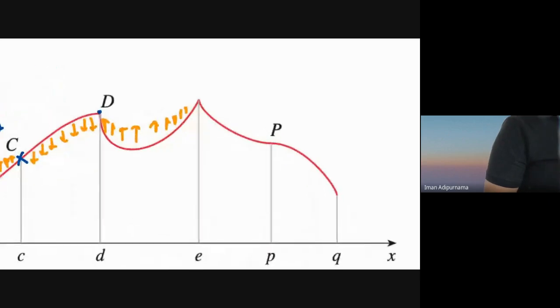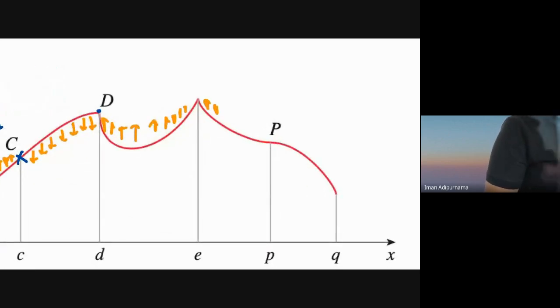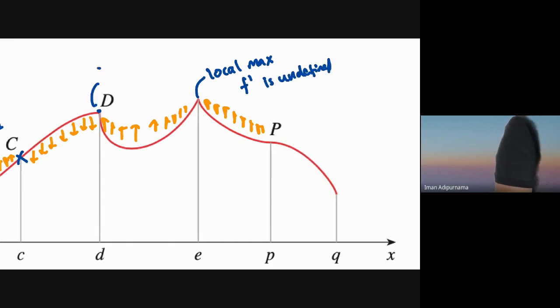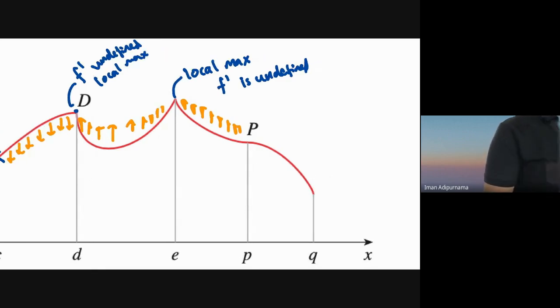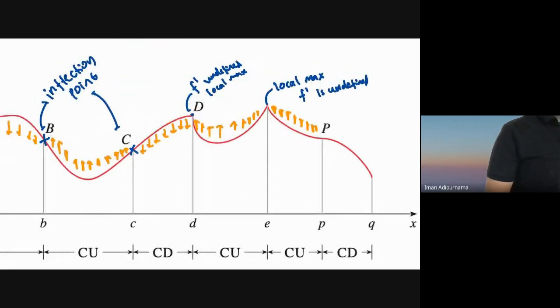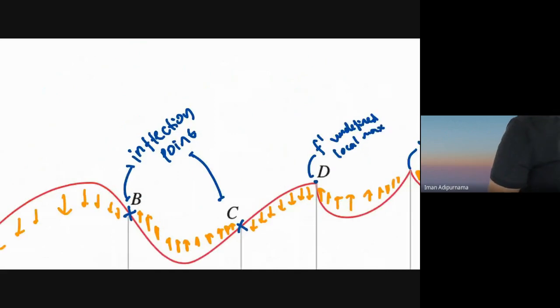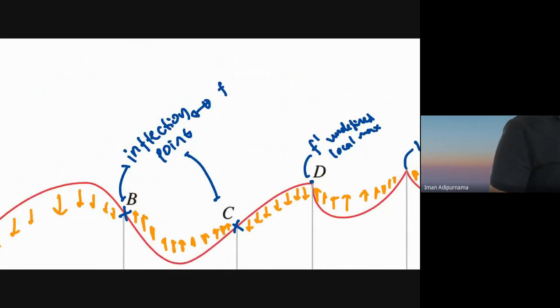But sometimes it can also be like this one. It's upwards and it's still upwards. We consider this to be like a local max, right? The f prime is undefined. This also, f prime undefined. You can also consider this to be a local max. But remember that for an inflection point, the requirement is that when you differentiate a second time, it should be equal to 0.